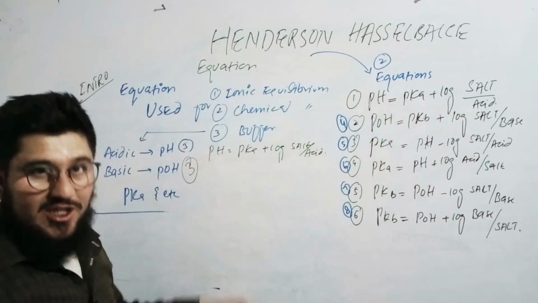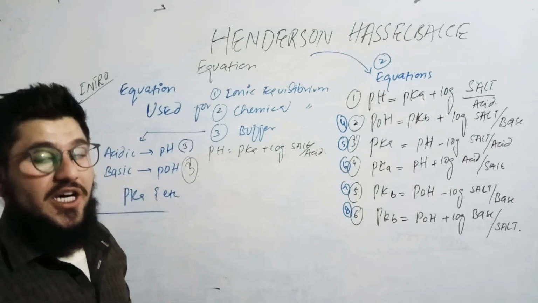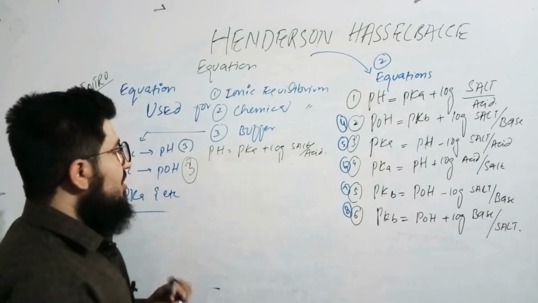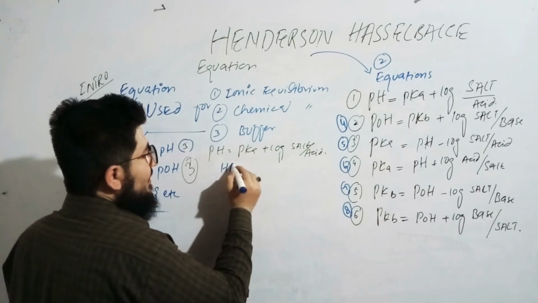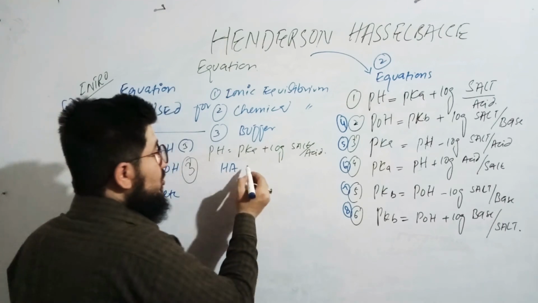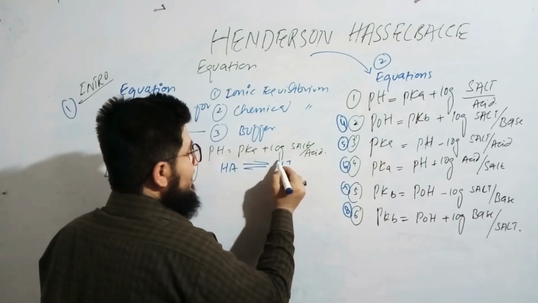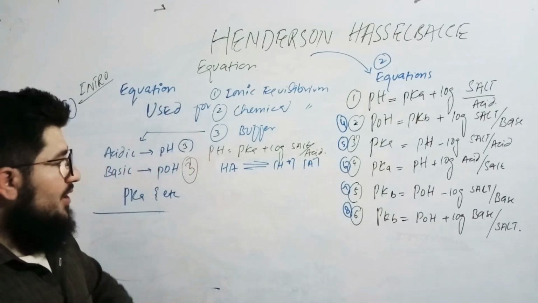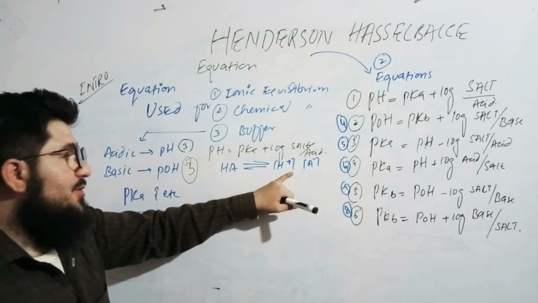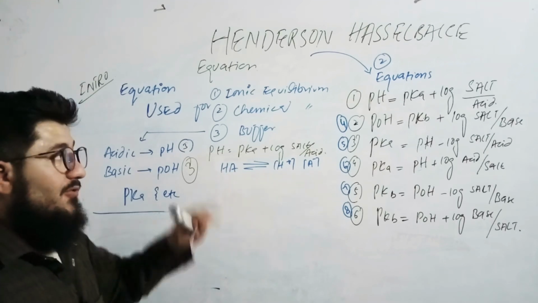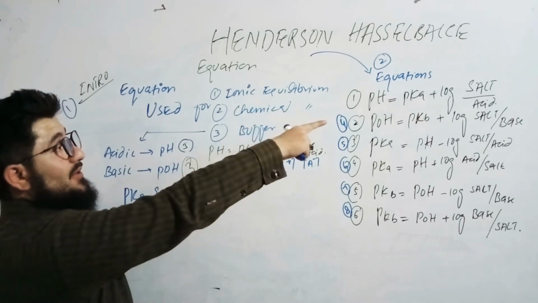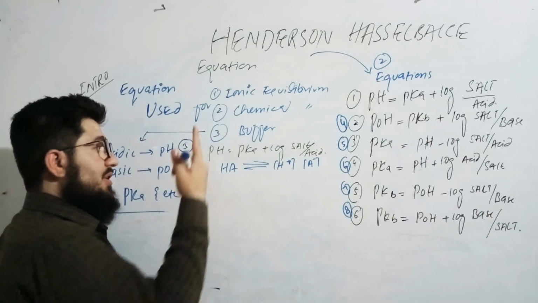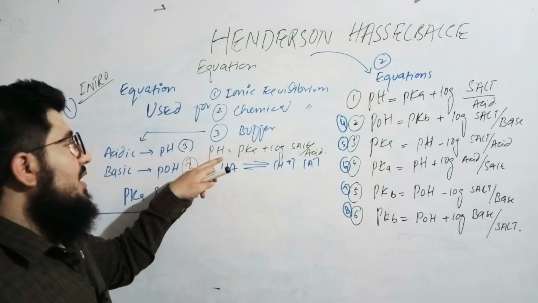Now, in order to derive this equation, you must remember the reaction that will help you in deriving it. That reaction is very simple. Here we have acid, and this acid is a weak acid. It will dissociate into H plus and A negative. So acid will dissociate into H plus and A negative. This is the reaction that you must remember for deriving the Henderson-Hasselbalch equation for the acidic buffer solution. The Henderson-Hasselbalch equation is derived from this very first reaction.